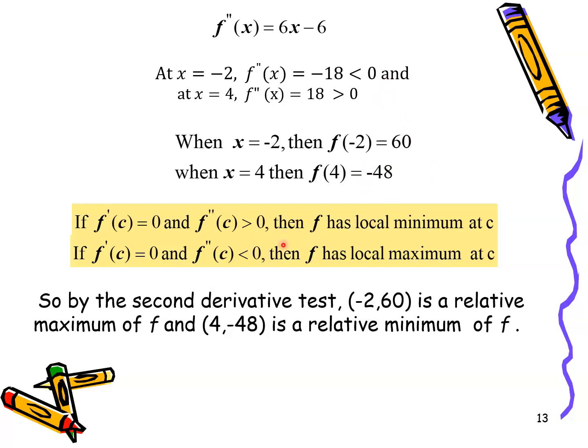So if we recall back to the statement given previously, you will have local minimum when your second derivative of c is greater than 0. And you will have local maximum when you have second derivative less than 0. So we can conclude that by the second derivative test, point -2 and 60 is a relative maximum. Why is it relative maximum? Because it is less than 0. And the second one, for point x -4 and -48, you have over here greater than 0, which means you will have local minimum, or we can say a relative minimum.